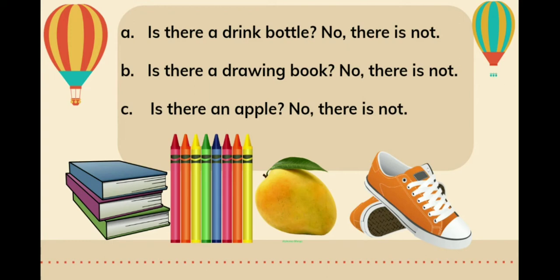Okay, the other example, "Is there a drawing book?" No, there is not, because we cannot find the drawing book in the picture, right? Okay, the next example, "Is there an apple?" "No, there is not." Why do we have to answer no, miss, not yes? Because we cannot find the apple in the picture. It means there is no apple, right? So we have to say, "No, there is not."